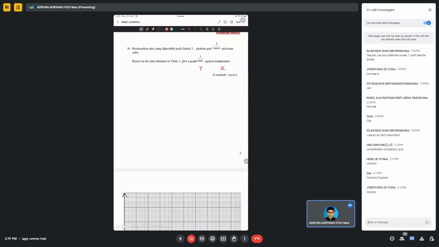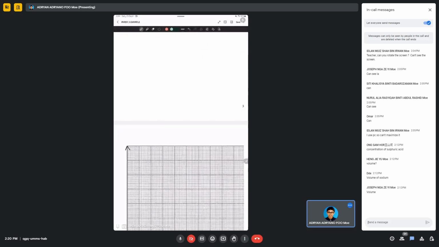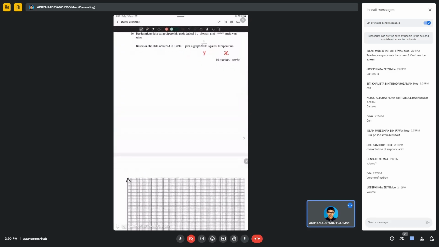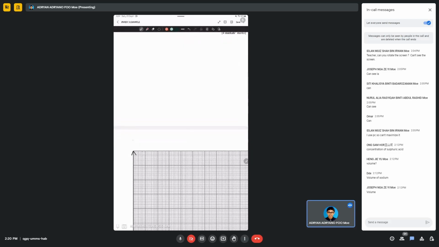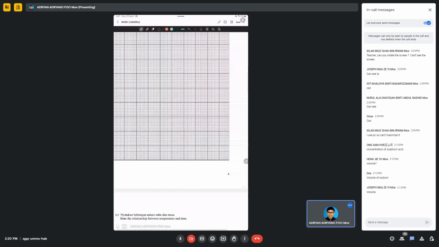1 over time against temperature. Okay, so should be y against x, right? Okay, y against x. Alright. So 1 over time. Let's say like this lah, 1 over time here. Okay, and then what is the unit for 1 over time? Is per second.